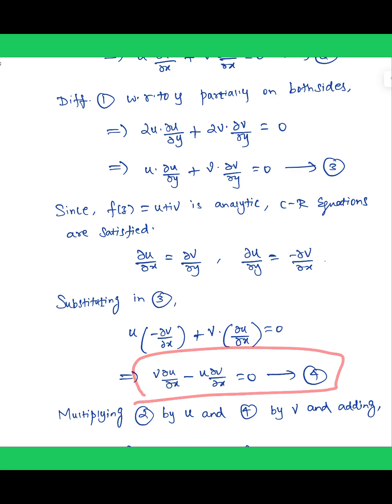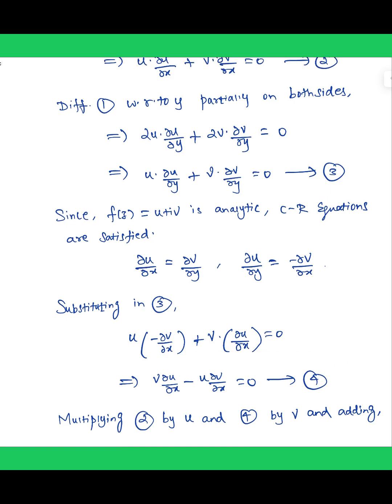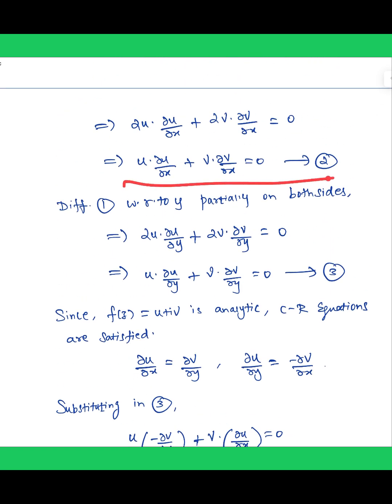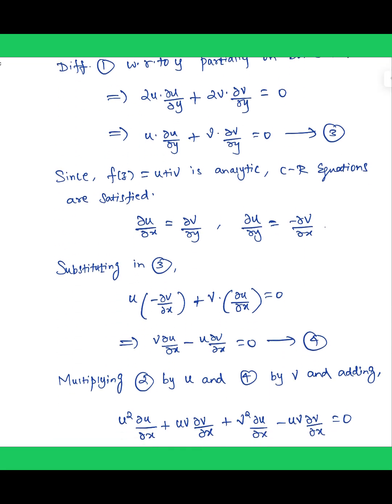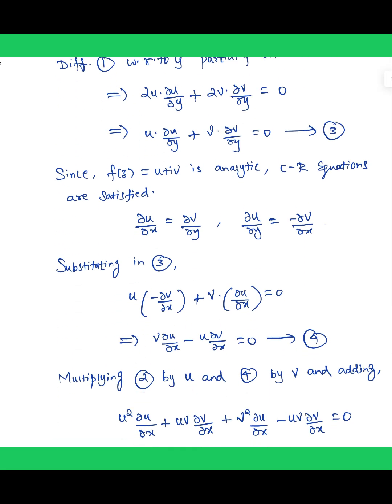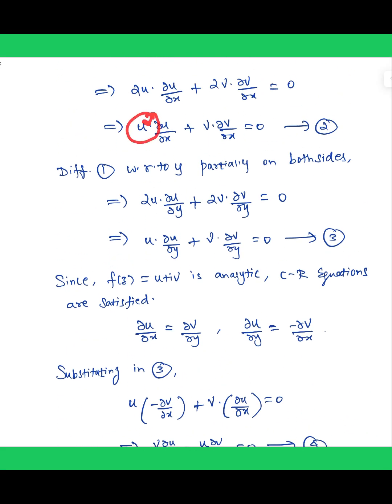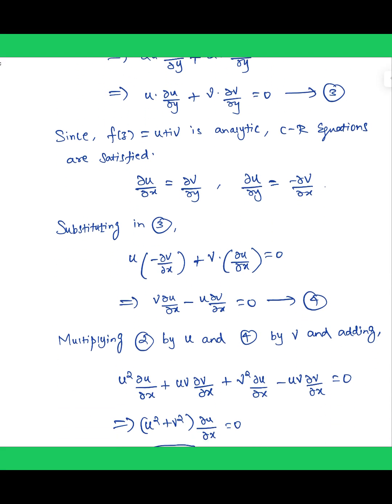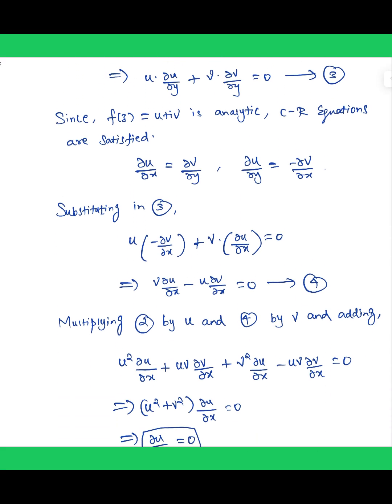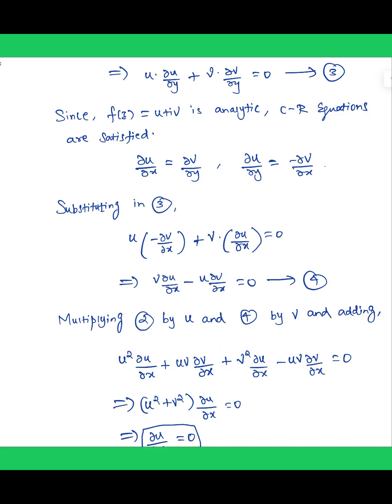So why do we need this equation? What I'm going to do here is take equation 2. I will multiply equation 2 by u, and I will take equation 4 and multiply it throughout by v. So when you multiply equation 2 by u, this becomes u times u squared, here u times v. That is what I wrote here. And then when you multiply by v, it is v squared and vu, or uv. After doing that, I have just added these two.